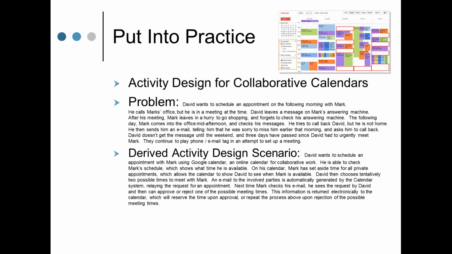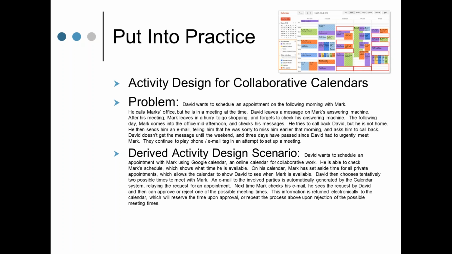David then chooses tentatively 2 possible times to meet with Mark. An email to the involved parties is automatically generated by the calendar system, relaying the request for an appointment. Next time Mark checks his email, he sees the request by David and then can approve or reject one of the possible meeting times. This information is returned electronically to the calendar, which will reserve the time upon approval, or repeat the process above upon rejection of the possible meeting time.